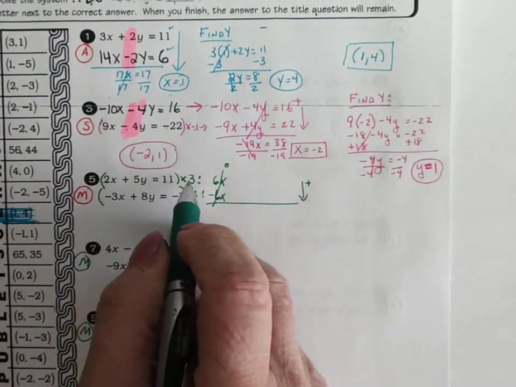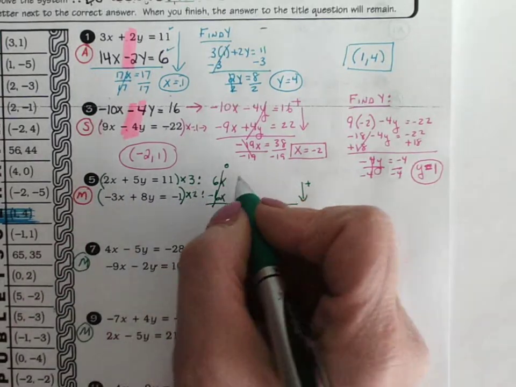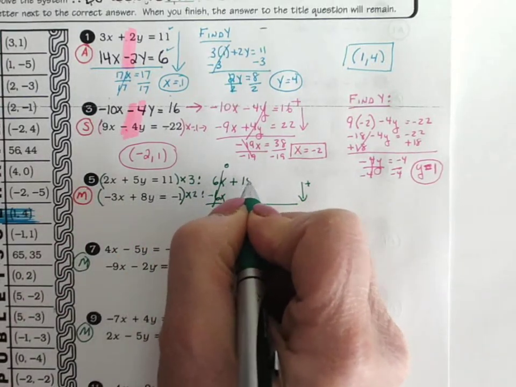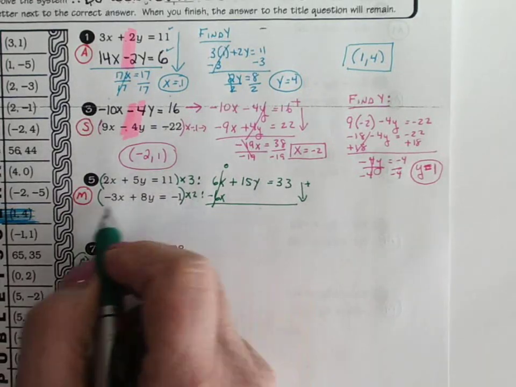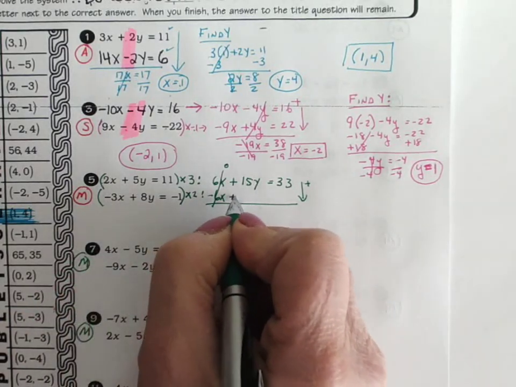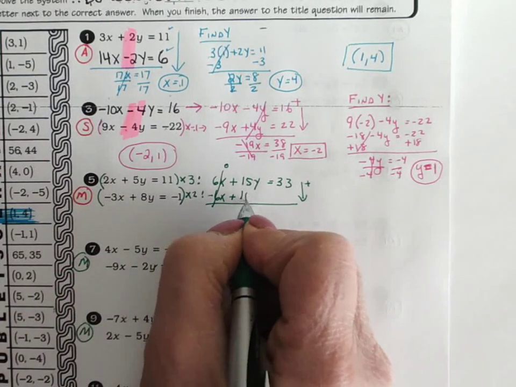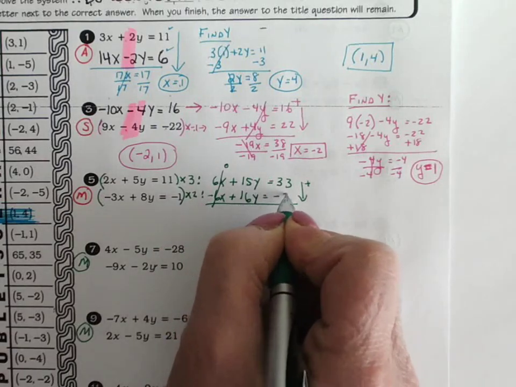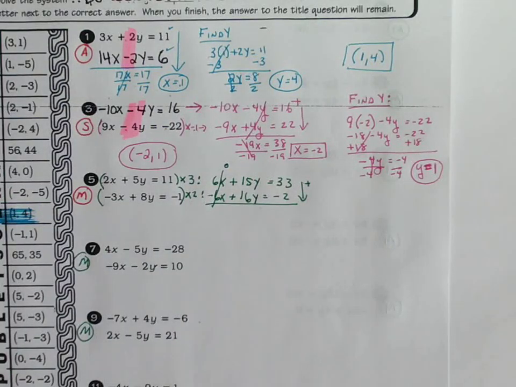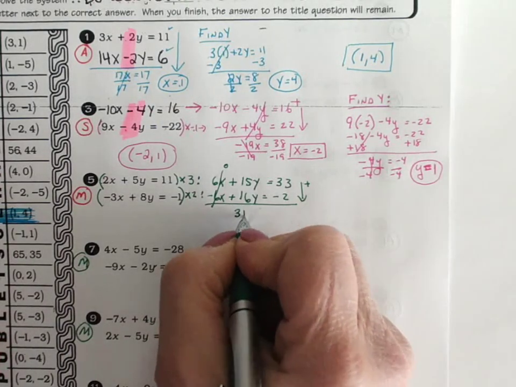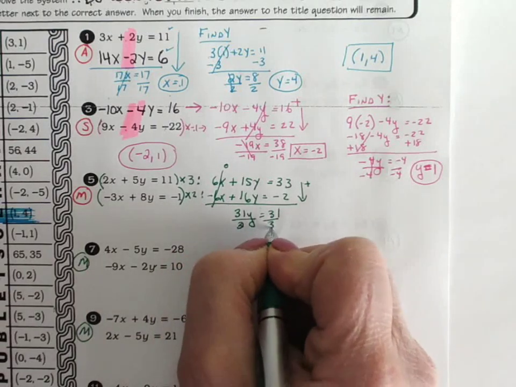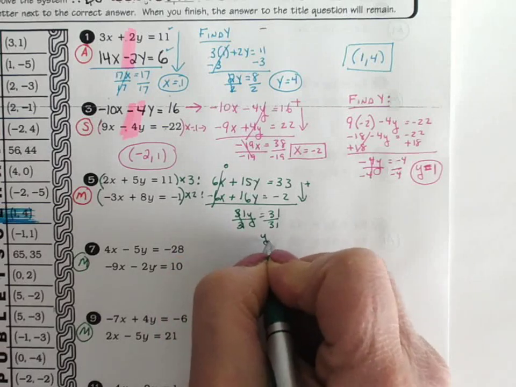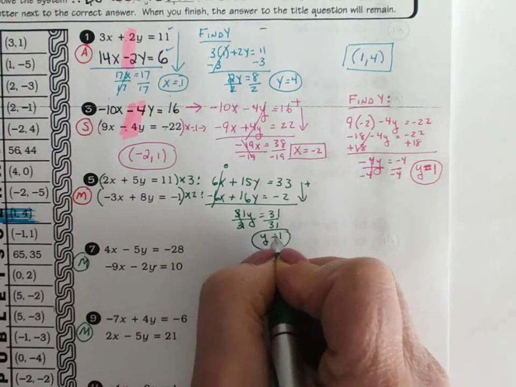So then I'm just going to take this whole equation, we're going to multiply it by 3, plus 15y equals 33. Multiply this whole equation by 2, plus 16y equals -2. We add down, we get 31y equals 31. Divide by 31, and y is equal to 1.